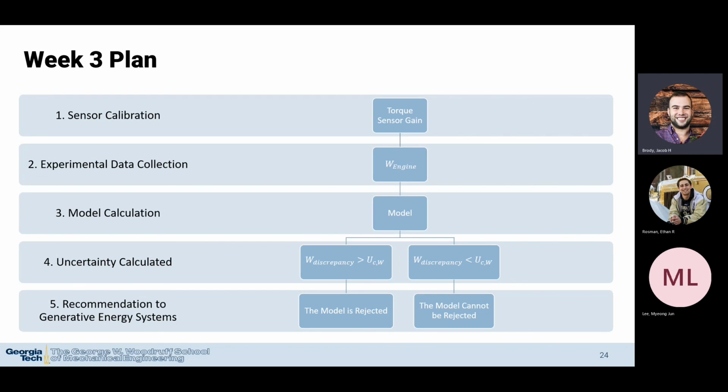Moving forward with week 3, we are going to begin with our sensor calibration per usual, collect the data for the work due to the engine, and then calculate our model. If the work due to the discrepancy in the model is greater than the uncertainty of the work, then we will reject the model and say that the discrepancy is too great. There is some other factor accounting for the discrepancy other than our experimental errors due to sensors. If the work due to discrepancy is lower than the uncertainty, the model cannot be rejected, and further investigation can make a more perfect model to determine our precision.